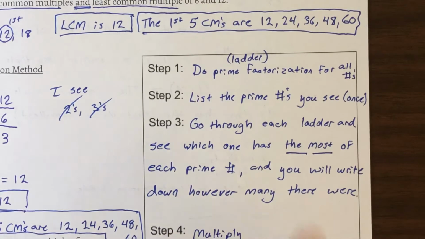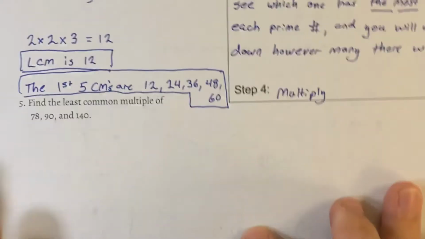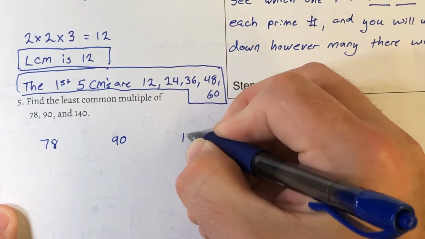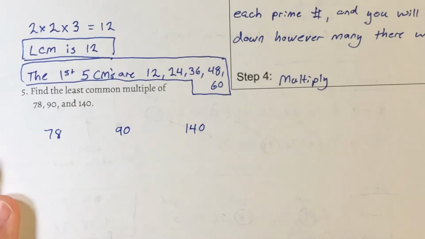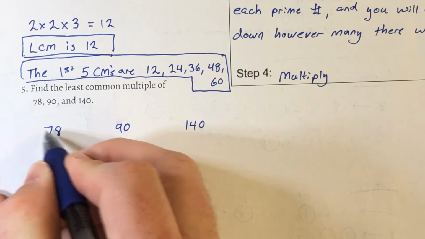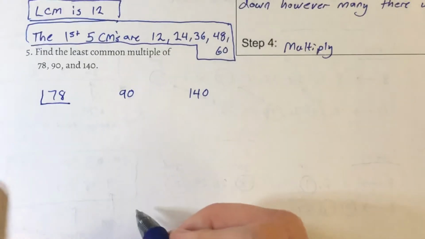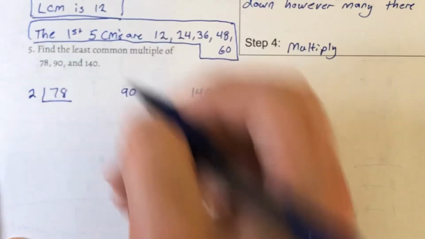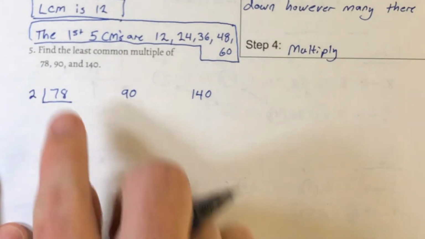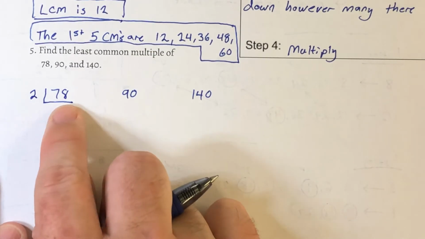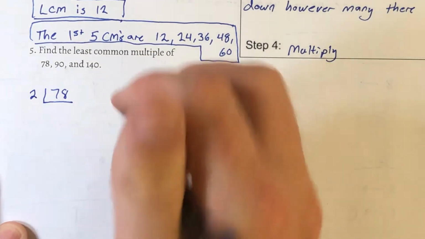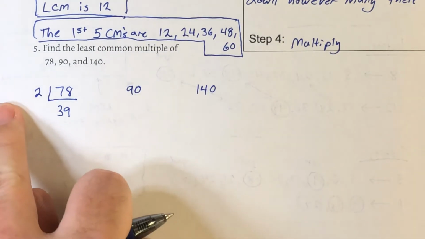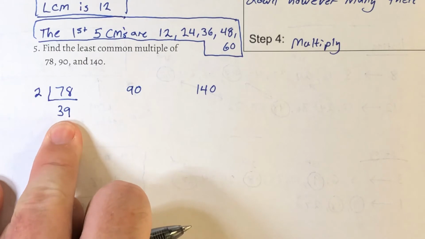First step says do prime factorization for all numbers. So we have 78, then we have 90, and we have 140. First, 78. Is 78 prime? No. Start your ladder. What's the smallest prime number? 2. Will 2 divide evenly into 78? Well, yes, it's even. How many times? Half of 70 is 35. Half of 8 is 4. 35 plus 4 is 39. You could also do some long division off to the side to figure that out.